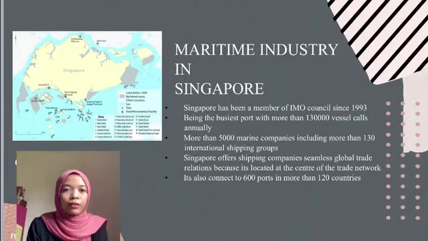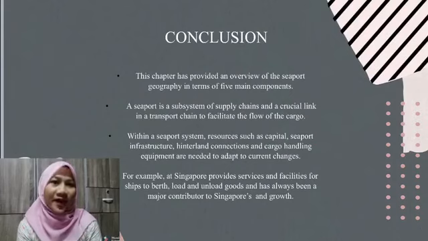Today, there are more than 5,000 marine companies in Singapore, including more than 130 international shipping groups, forming an important anchor of the Singapore International Maritime Centre, located at the center of the trade network and connected to 600 ports and more than 120 countries. Singapore offers shipping companies seamless global trade relations.